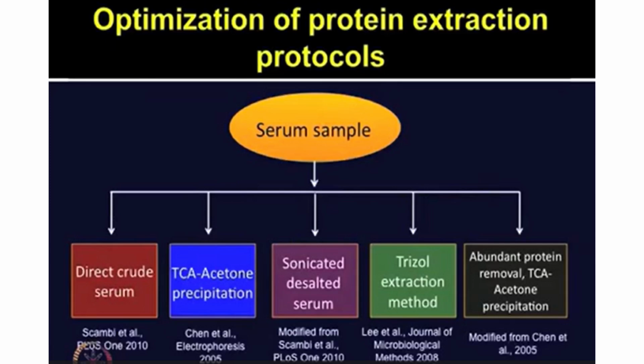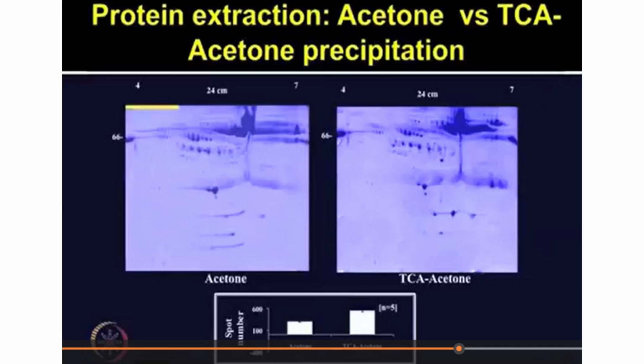So you need to optimize depending upon your protein of interest. This can be your control, basically adding the whole serum sample. Then you can use acetone precipitation, desalting, sonication, or the Trizol extraction method. So there are n number of different methods. A few of them we discussed in week 2 lectures. You can look into that.